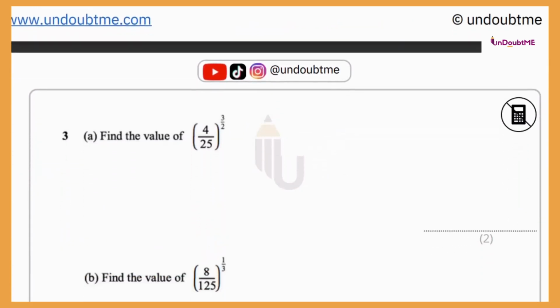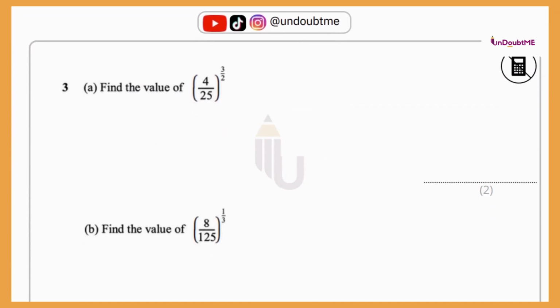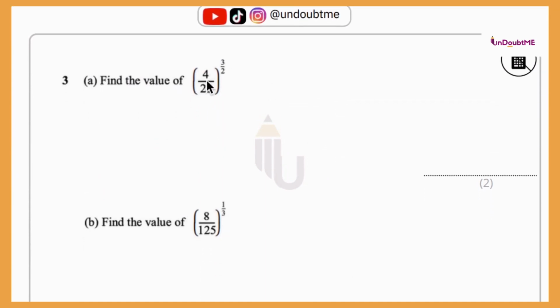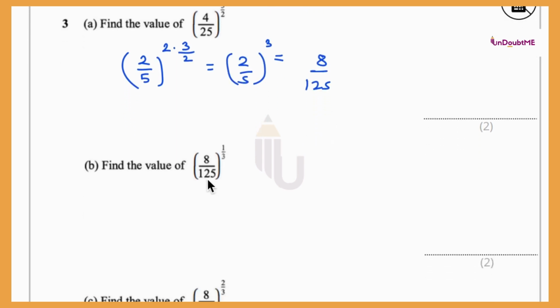Next we have fractions, and then they are raised to some power. Starting with this, I can write 4 by 25 as (2 by 5)^2 to the power 3 by 2. There are other ways also to solve this question, but this is the easiest one. (2 by 5)^3, and then individually it will be 2 cube, which is 8, and 5 cube, which is 125. Then comes the next question.